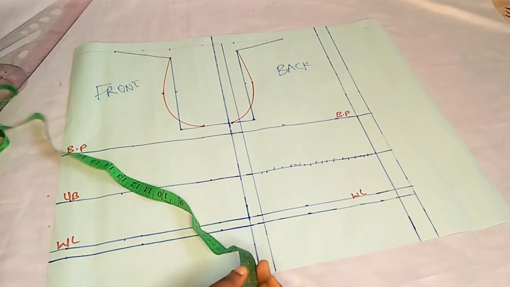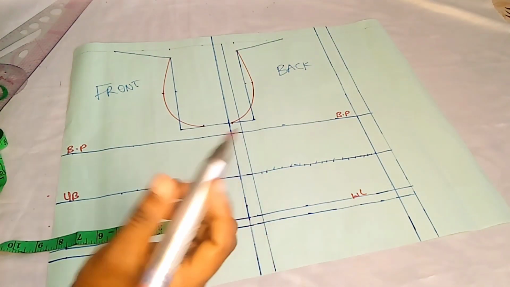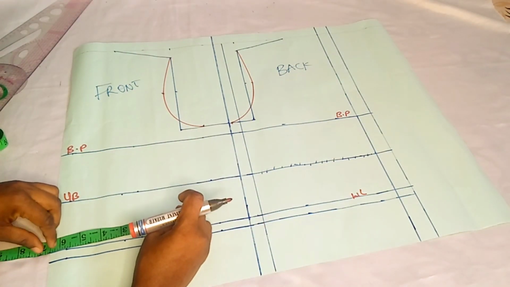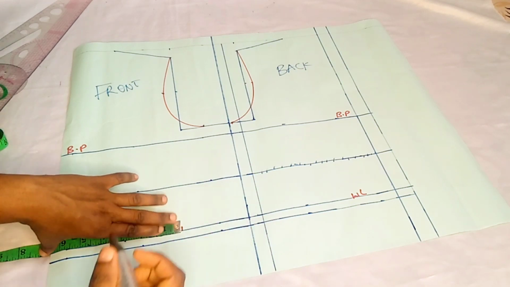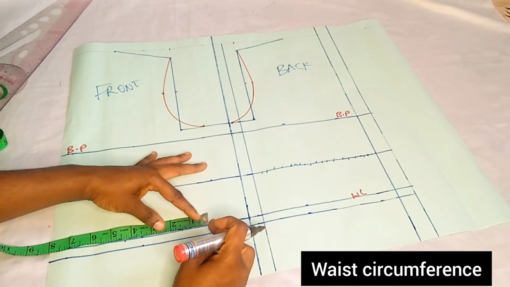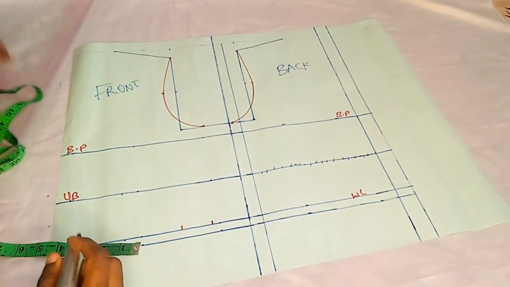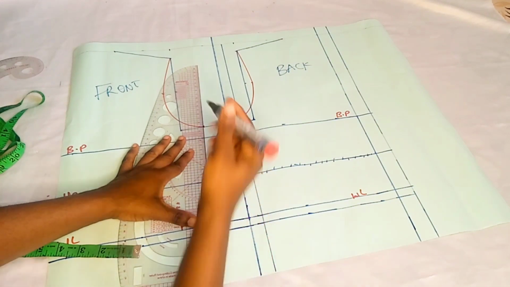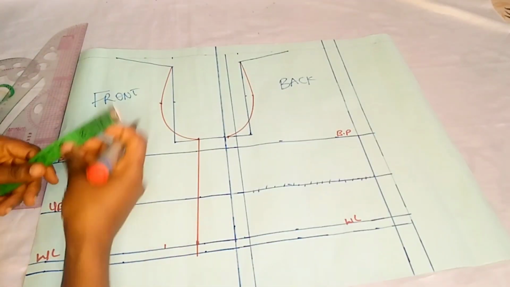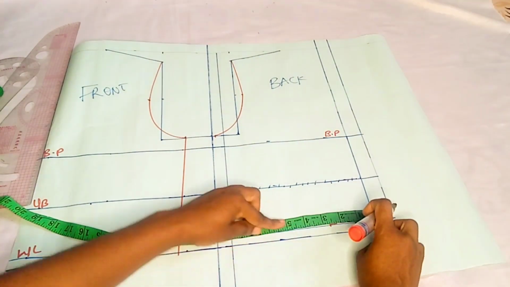So now we're going to go into the drafting and I'm going to be getting my dart. On the waistline, I'm going to be marking my dart. I'm going to be marking 1/4 of my waistline, which is 26 divided by 4, 6.5, and I'm also going to be marking 1.5 inches as my dart. You can use more than 1.5 or 2 inches as your dart.